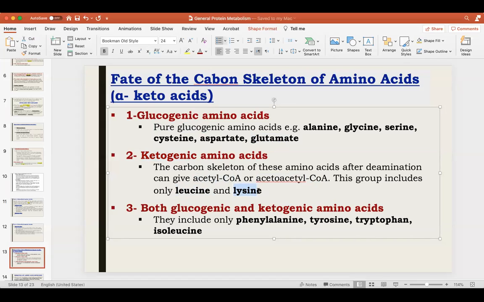You have to be able to remember which amino acids give only ketone bodies. The third group gives me glucose and ketone, both glucogenic and ketogenic, and these are the aromatic amino acids, phenylalanine, tyrosine, tryptophan, and one of the branched-chain amino acids, isoleucine. So you have to memorize which amino acids give glucose inside the body, glucogenic, which give ketone bodies, ketogenic, and which give both glucose and ketone bodies, the mixed amino acids. Because this is a famous question in the exam.